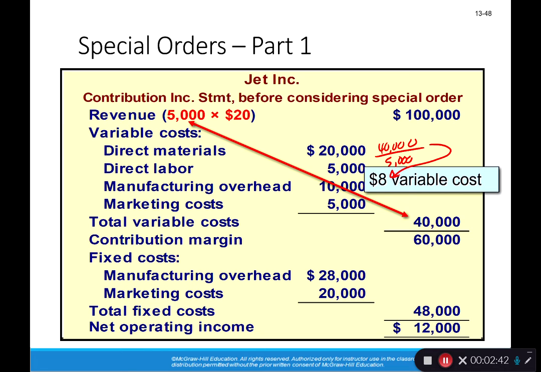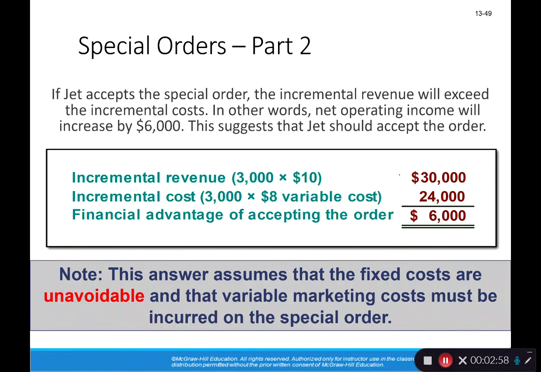The fixed costs, manufacturing overhead, and marketing costs aren't going to change based on taking on this special order. They're fixed. They're not affected by volume. So those wouldn't be impacted. So the cost to make each unit is 8. If we get 10 from the special order, it's a winning proposition.